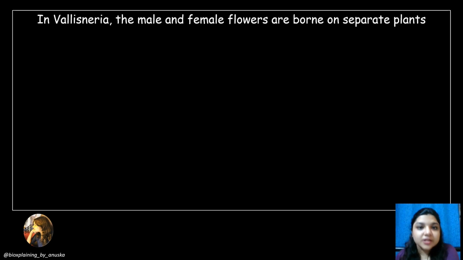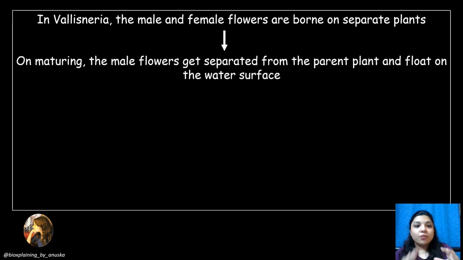So what happens is, in case of Vallisneria, the male flowers and the female flowers are borne on separate plants. That means there are separate unisexual flowers, separate staminate flowers and separate pistillate flowers that are borne on different plants. Then once these male flowers get matured, they separate from the parent plant. As soon as they separate from the parent plant, what do they do? They start floating on the surface of water. As we have just seen, the small male flowers keep floating on the water surface.